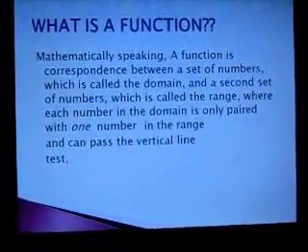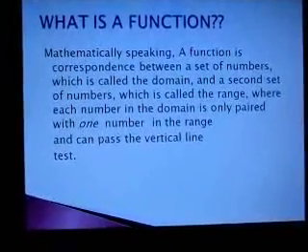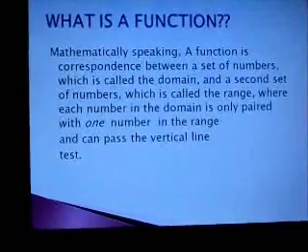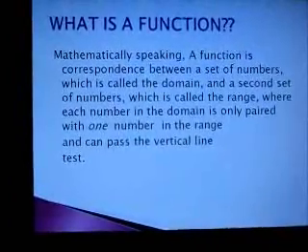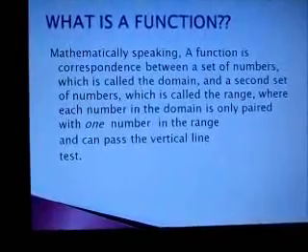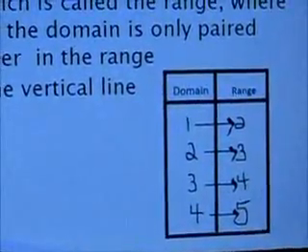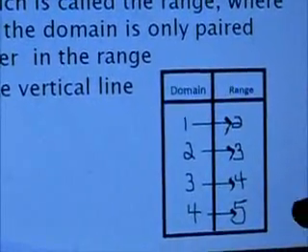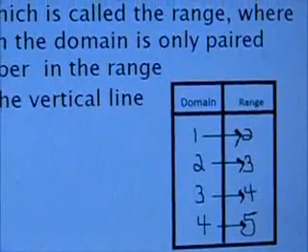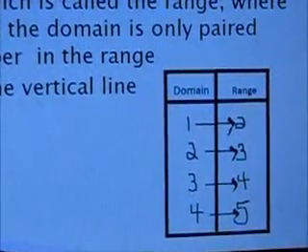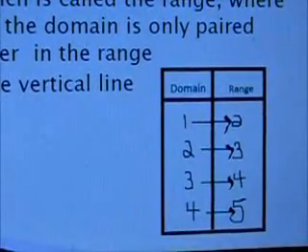Mathematically speaking, a function is a correspondence between a set of numbers, which is called the domain, and a second set of numbers, which is called the range, where each number in the domain is only paired with one number in the range and can pass the vertical line test. In the example we see that 1 is only paired with 2, 2 is only paired with 3, 3 is only paired with 4, and 4 is only paired with 5. If any of the other numbers in the domain would have been paired with any of the other numbers in the range, then it would not be a function.